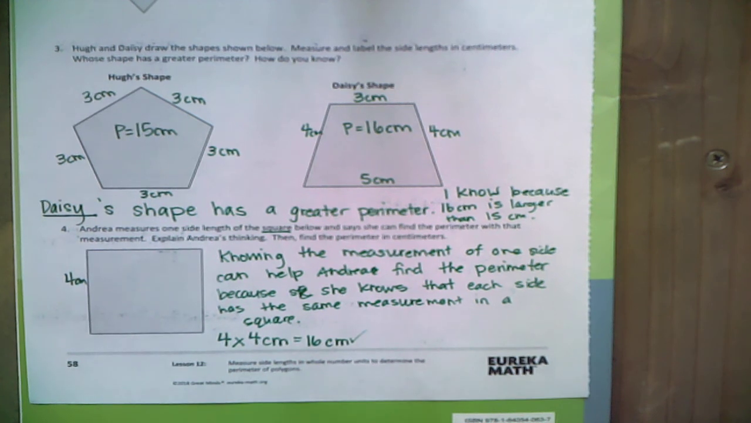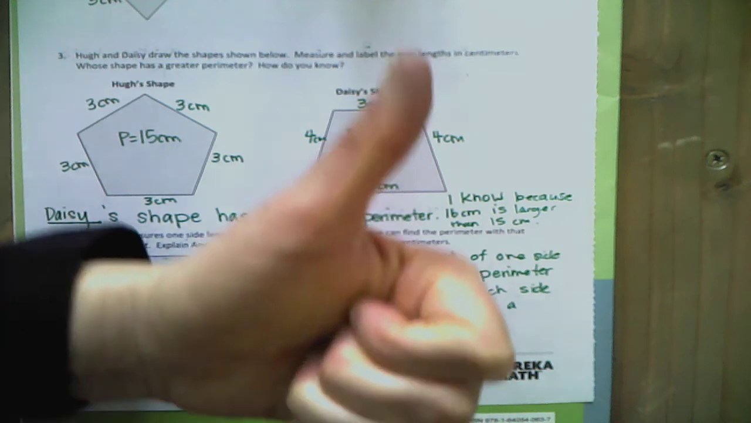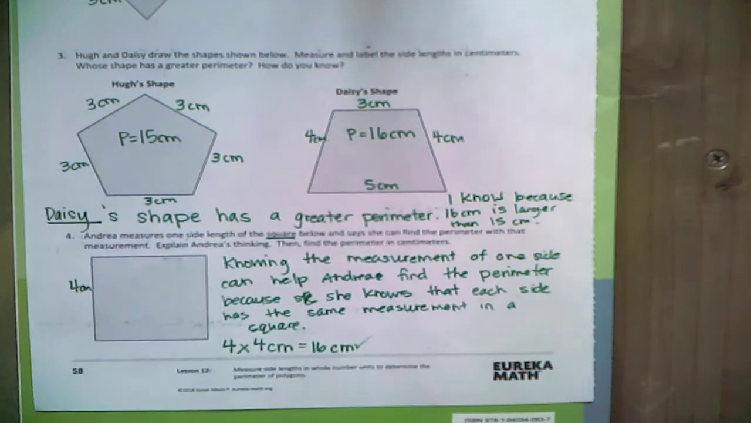So, did we do this? It says measure side lengths in whole number units to determine the perimeter of polygons. We did it. Thumbs up to all of you. Fabulous job.